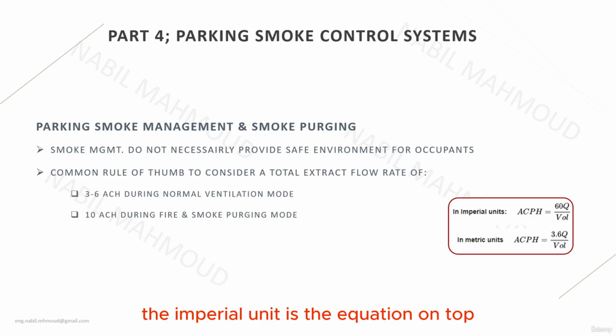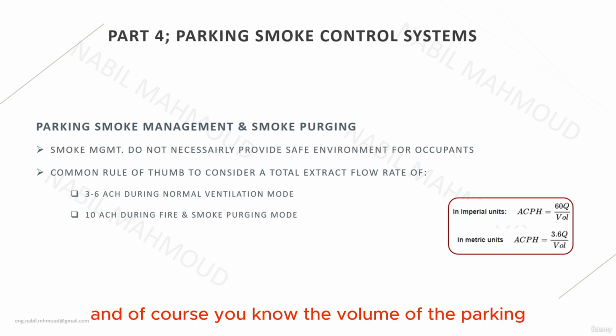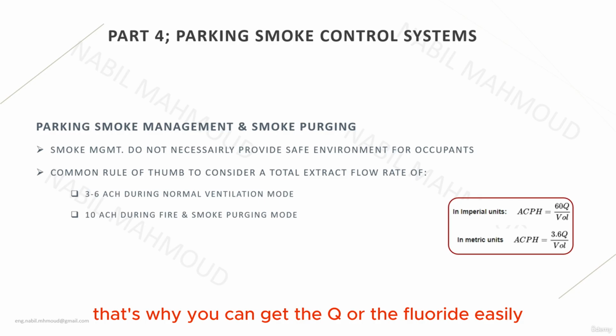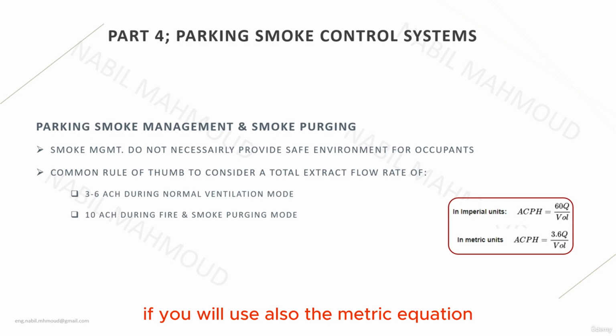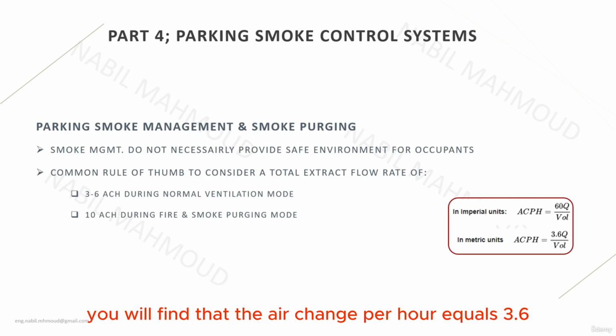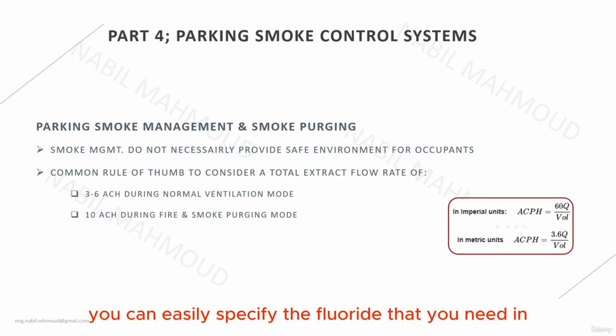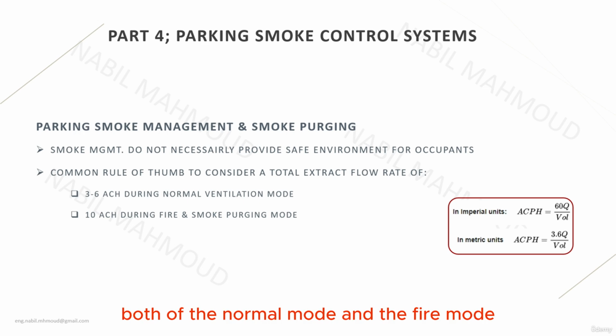The imperial unit is the equation on top, and it says air change per hour equals 60 multiplied by the flow rate divided by the volume of the parking. And of course, you know the volume of the parking, and you can easily specify as a designer how many air changes per hour you require. That's why you can get the Q, or the flow rate, easily. If you use the metric equation, you will find that the air change per hour equals 3.6 multiplied by the Q, or the flow rate, divided by the volume. By knowing both the volume and the air change per hour, you can easily specify the flow rate that you need in both the normal mode and the fire mode.